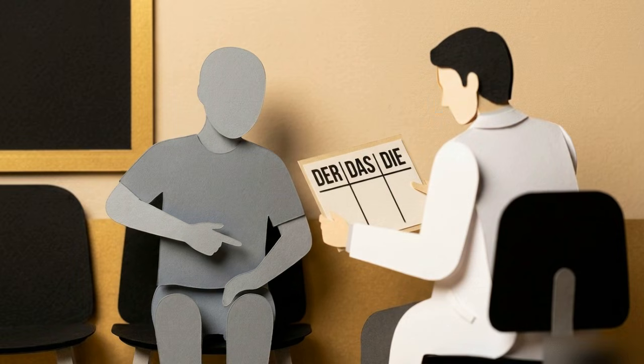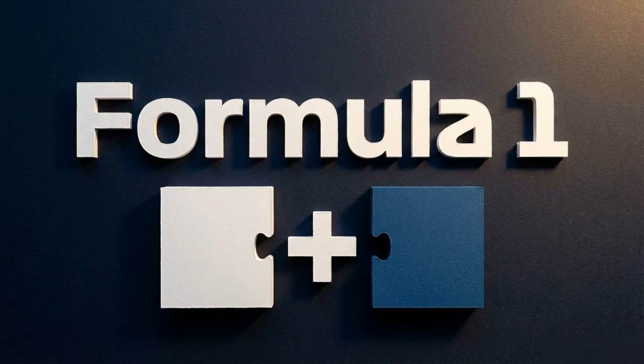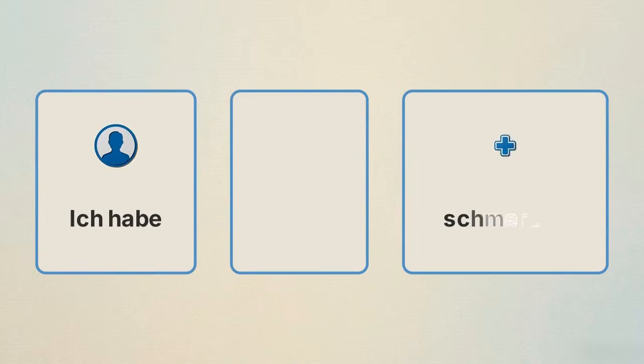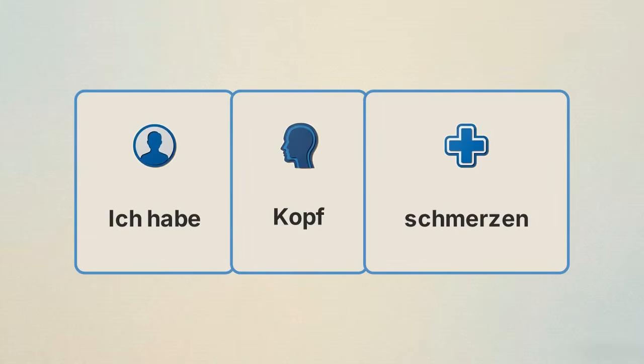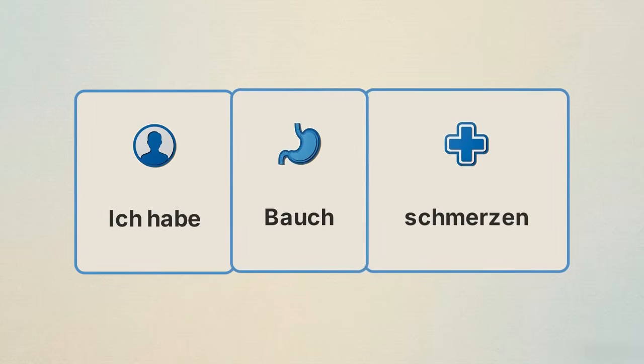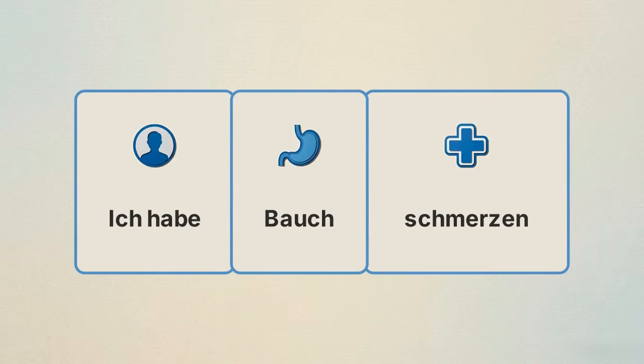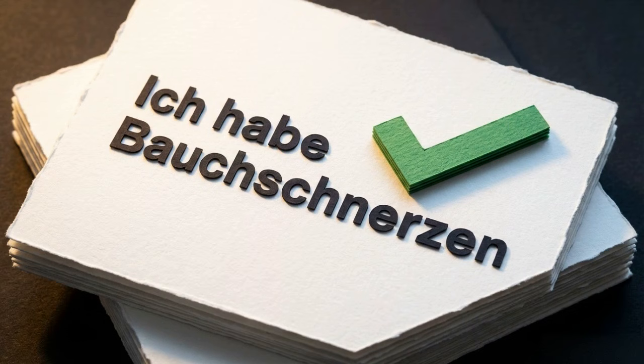Categorizing these body parts correctly is necessary because the sentence structures we use to describe pain rely on these specific genders. The most direct way to express localized pain is to use a compound noun. The structure begins with ich habe, I have, followed by the body part attached to the word Schmerzen. For example, combining the word for head, Kopf, with Schmerzen gives ich habe Kopfschmerzen. Similarly, using the word for stomach, Bauch, results in ich habe Bauchschmerzen.